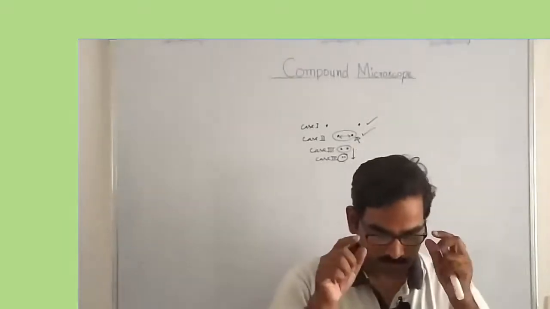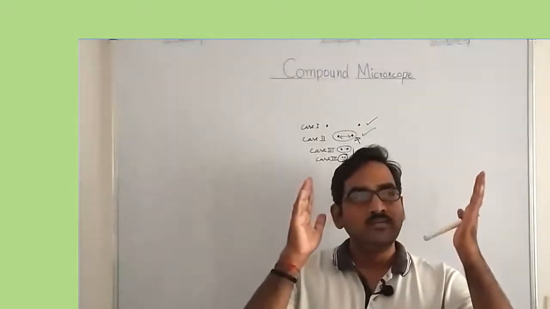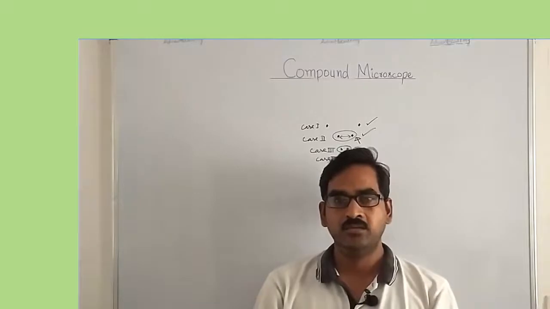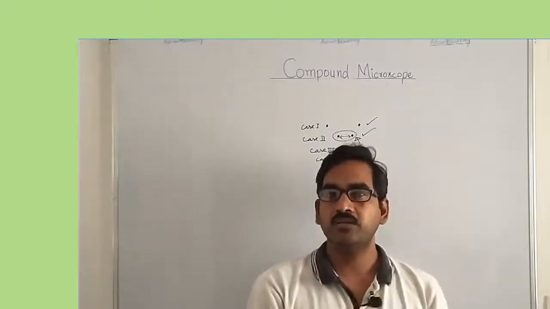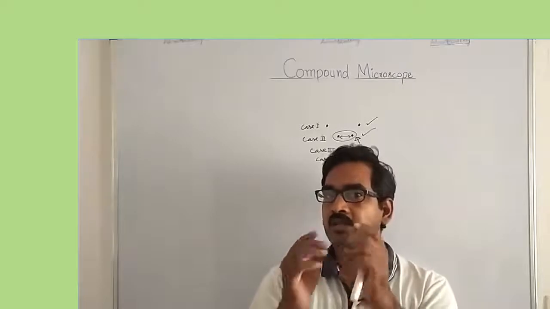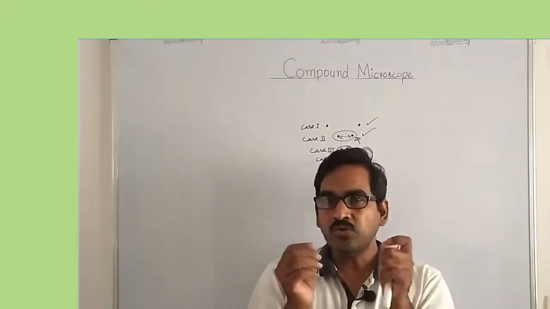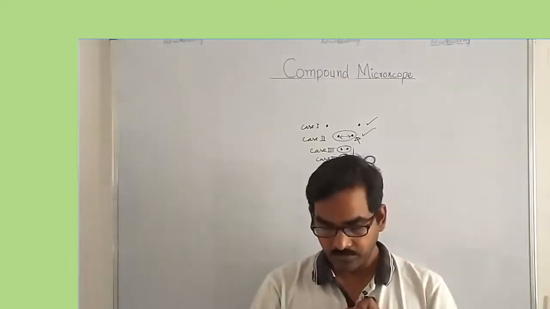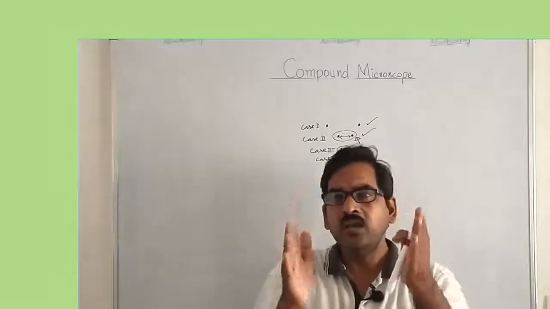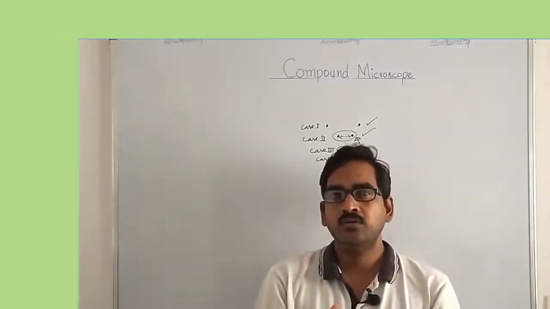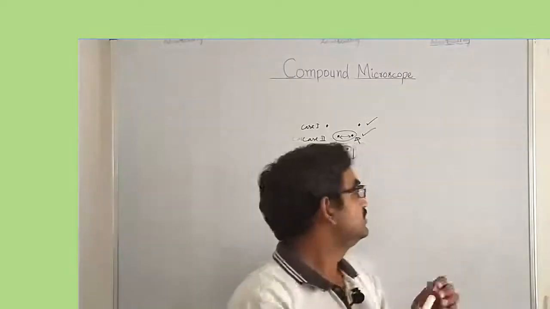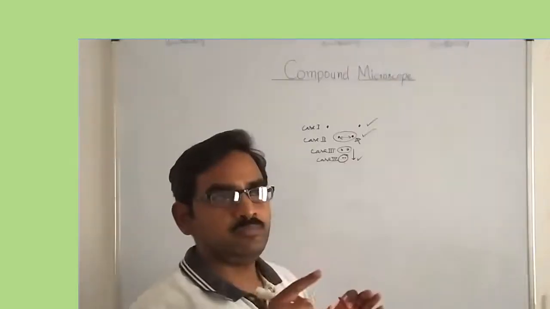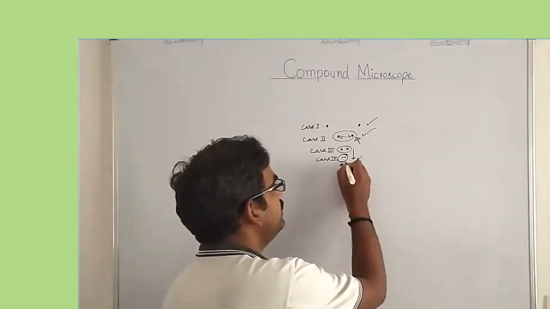Okay, let me repeat. What is resolution? Resolution is the ability of a microscope, it's a property of a microscope, to visualize closely placed objects distinctly. So why can we not observe all the dots? Suppose this condition, why can we not say that these two dots are distinct? Why can we not say?